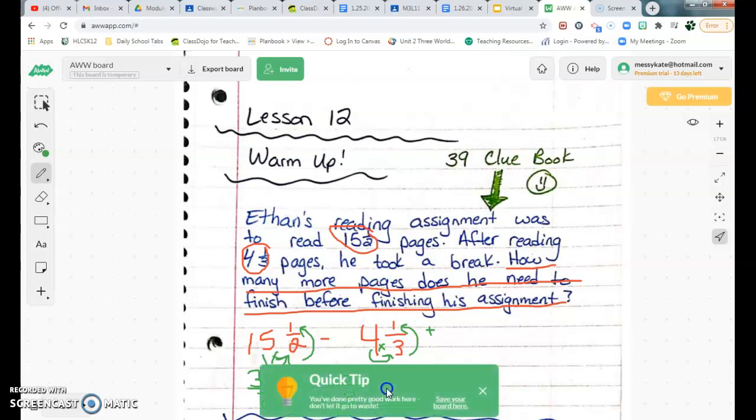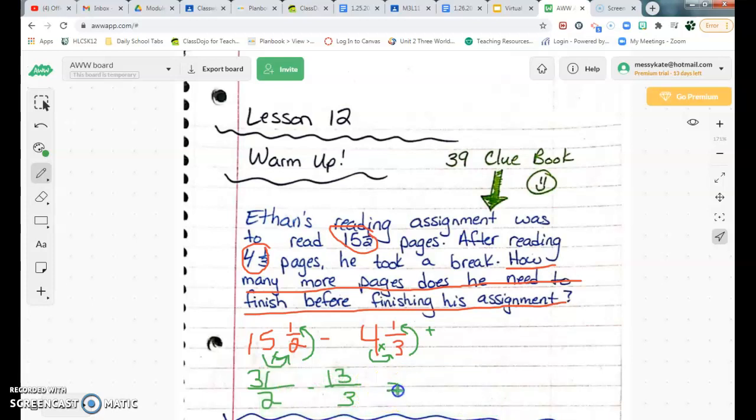Now I'm going to get rid of that and use my butterfly method to finish solving these out. I'm going to start with the bottom of my butterfly, or the butt of my butterfly. 2 and 3, that's going to get me 6. That's my new denominator, 6 and 6. Then I'm going to do my left wing.